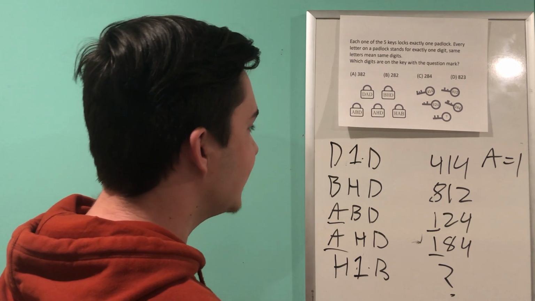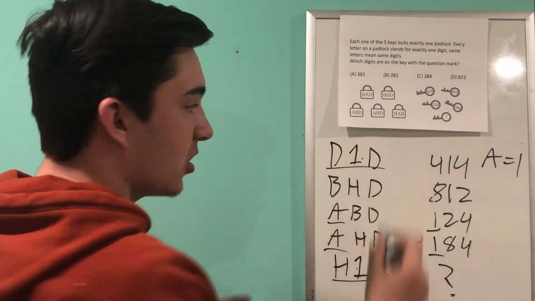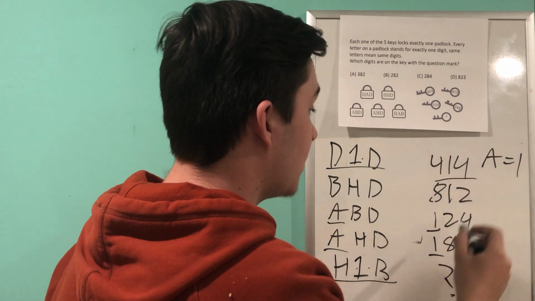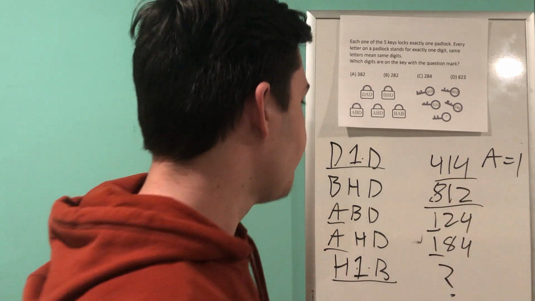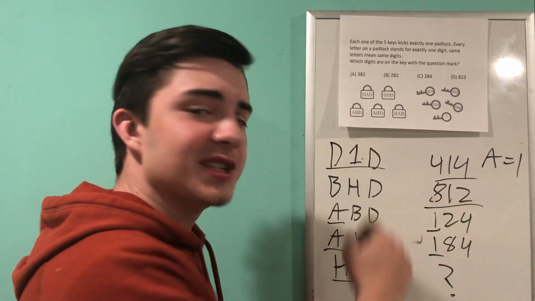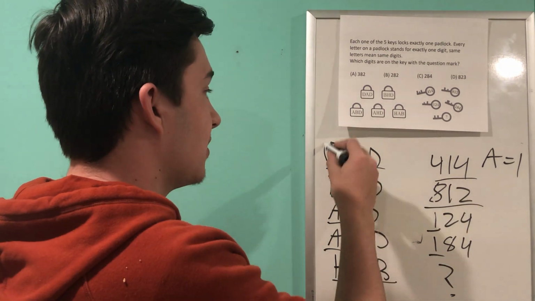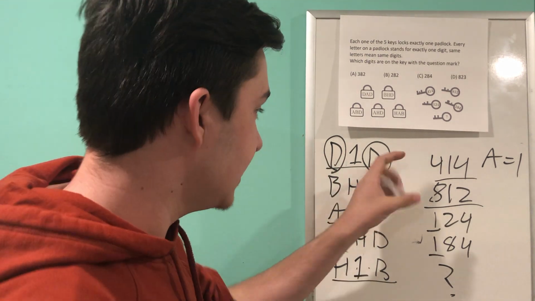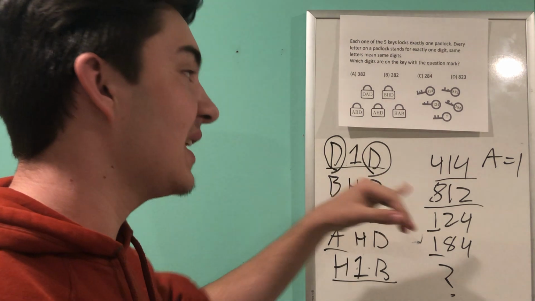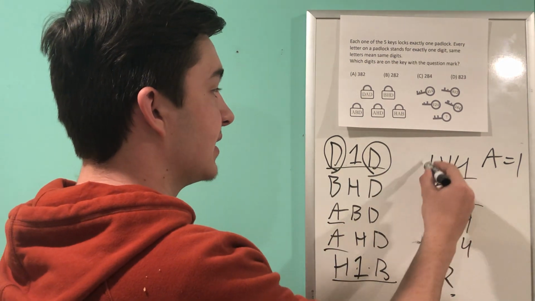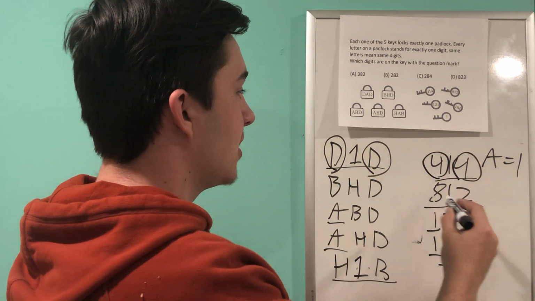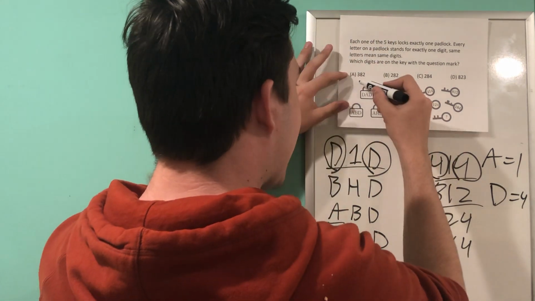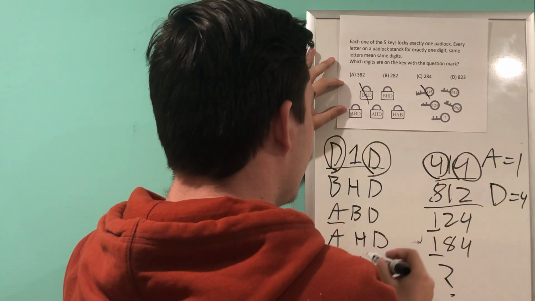All right, and now let's see. We have 2 codes that have 1s in the middle. Do we have 2 numbers that have 1s in the middle? Yeah, we do. 414 and 812. Well, how do we know which one's which? Look at this. D and D. Those are the same number. So let's see. Do any of these two have the same number at the beginning and the end? This one does. 4 and 4. So that means that D is equal to 4. And we know that this padlock is equal to 414.